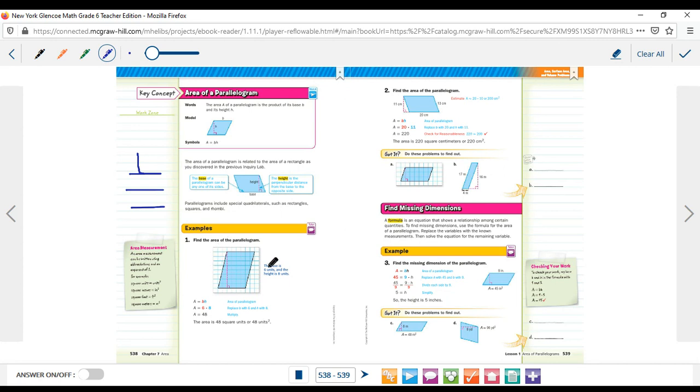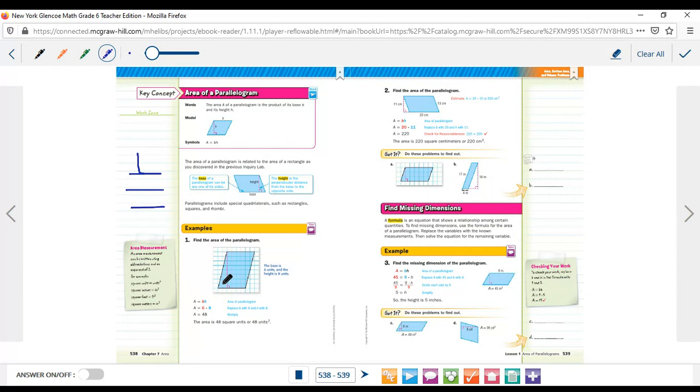Example number 1 says find the area of the parallelogram. Now you'll notice that this little graph paper does not give you numbers. Because it's drawn on graph paper, you need to count the number of units that is used. So if we wanted to count the height, you count each one of these boxes as height. 1, 2, 3, 4, 5, 6, 7, 8. So the height, H, is going to be 8.